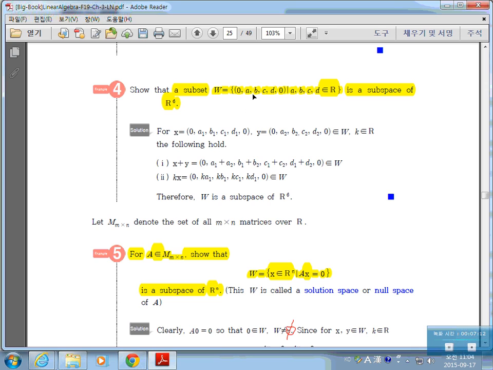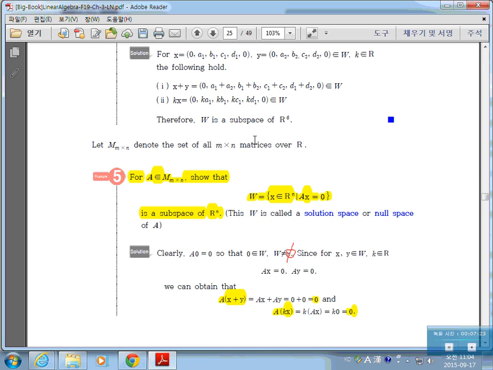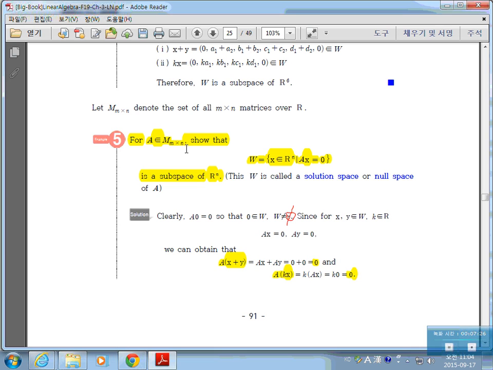This has only 4 variables. That is almost the same, has the same structure of R4, isn't it? Okay. Next, for A, which is an n by n matrix, the set of solutions of this linear system of equations is a subspace of Rn, always. We call this W a solution space or null space of A.